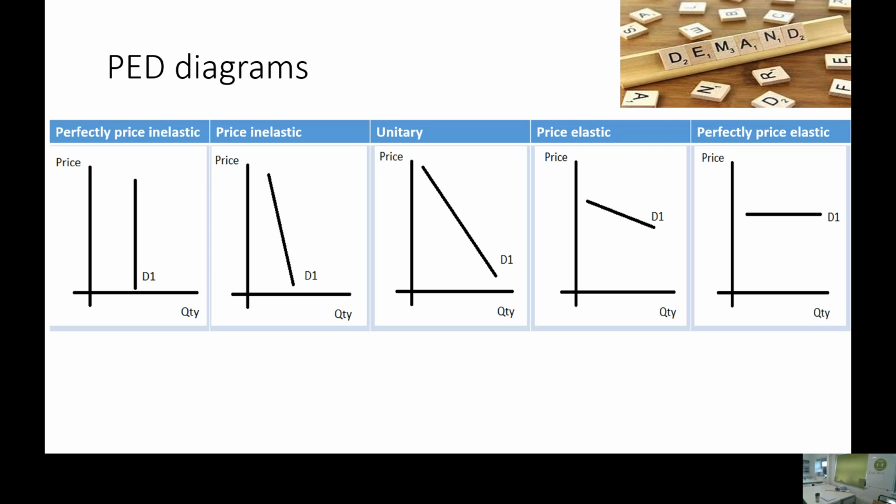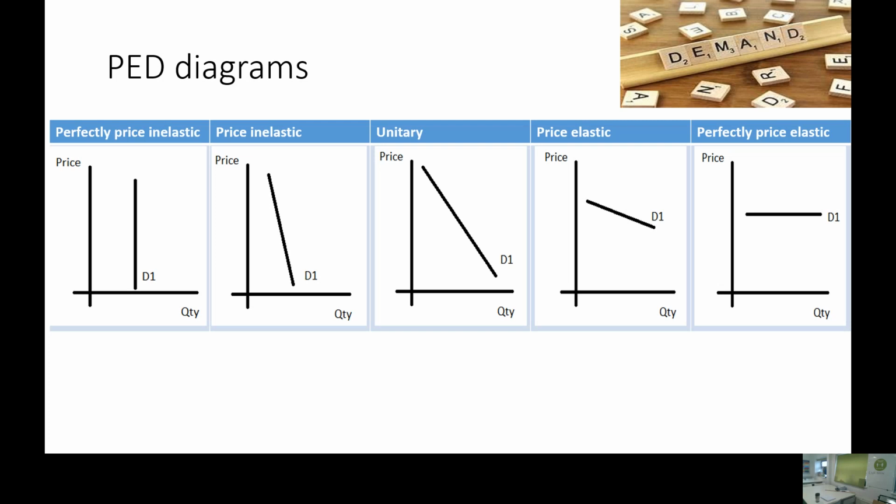The next one, price elastic demand. Here, demand is responsive to a change in price. So, for example, now if prices fell by 10%, demand will increase by more than that 10%. And then finally, perfectly price elastic demand, we have a horizontal demand curve. Demand is now completely responsive to changes in price.